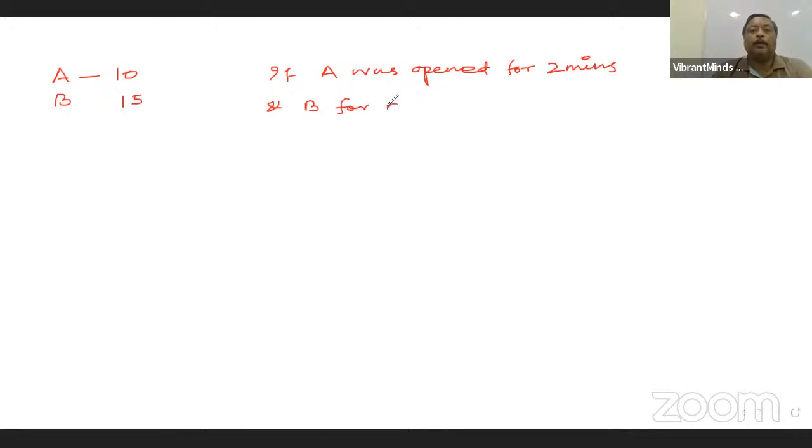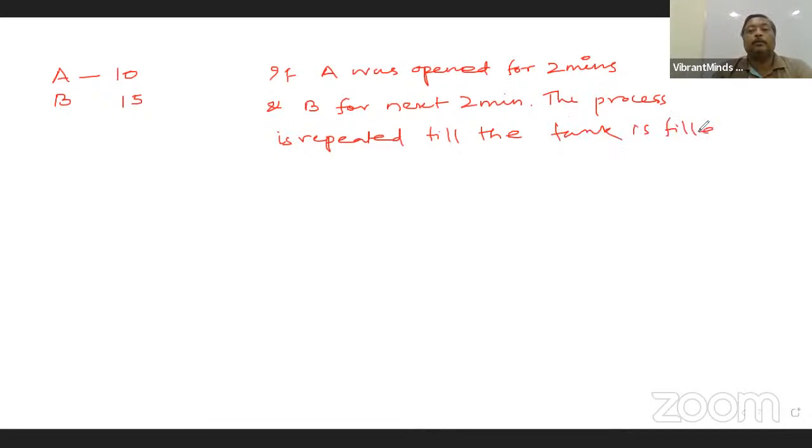Two taps, A and B, can fill in 10 minutes and 15 minutes. Now the condition: if A was opened for 2 minutes and B for the next 2 minutes, the process is repeated till the tank is filled in dash minutes.